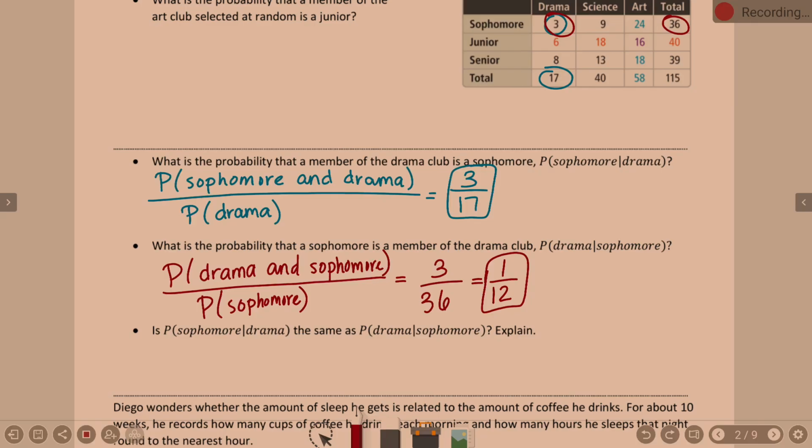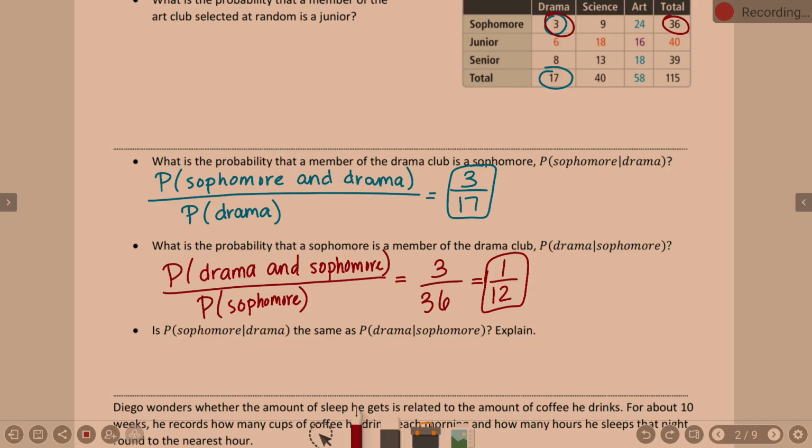So not the same answer, is it? Okay, and that's a good thing to notice. But that's what we're looking at here: how are these different? So our third part says, is the probability of being a sophomore given they're a member of drama club the same as the probability of a student being a member of drama club given they're a sophomore? Well, we just did the math. Are they the same? They're not the same, are they? We got 2 different answers.